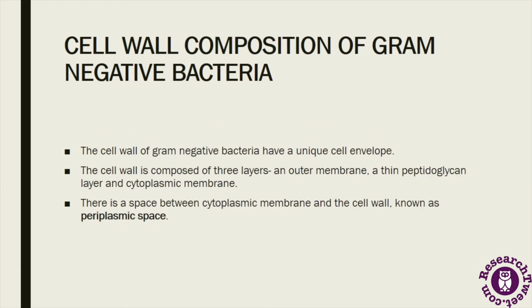Now let's discuss the cell wall composition of gram-negative bacteria. The cell wall of these bacteria has a unique cell envelope, or an outer membrane, which is not present in gram-positive bacteria. The cell wall of gram-negative bacteria is composed of 3 layers: an outer membrane, which is called an envelope, in between a thin peptidoglycan layer or a layer of muramic acid, and the third layer is the cytoplasmic membrane.